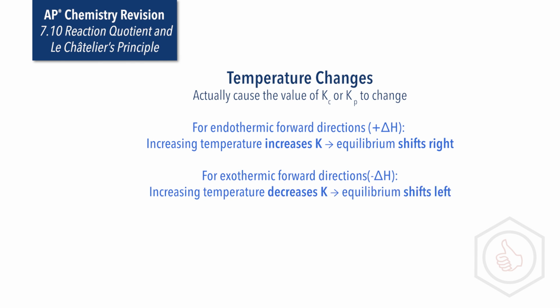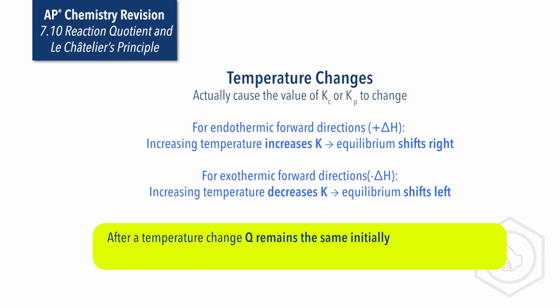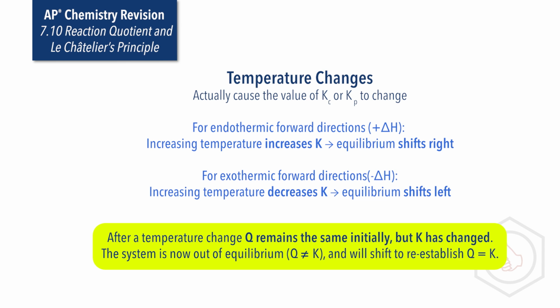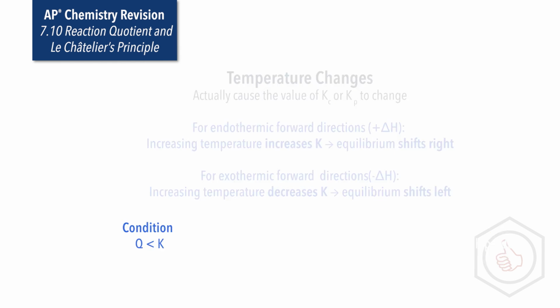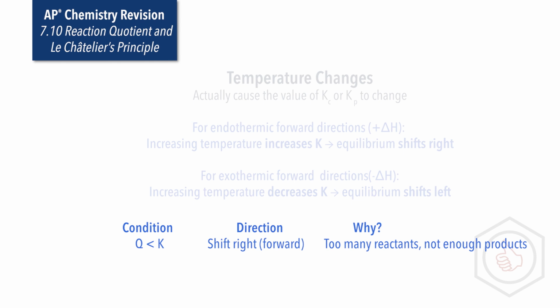When the temperature is initially changed, Q remains the same because we aren't changing the concentration of products or reactants, we're just changing the temperature. But because K has changed, the system is now out of equilibrium. Q doesn't equal K. And as a result, the concentrations of everything in the system will have to change to make sure Q equals K again. And now we can predict the change that will occur based upon the same rules as before. If Q is smaller than K, equilibrium will shift to the right, favoring the forward direction, or if Q is greater than K, equilibrium will shift to the left and favor the reverse direction.